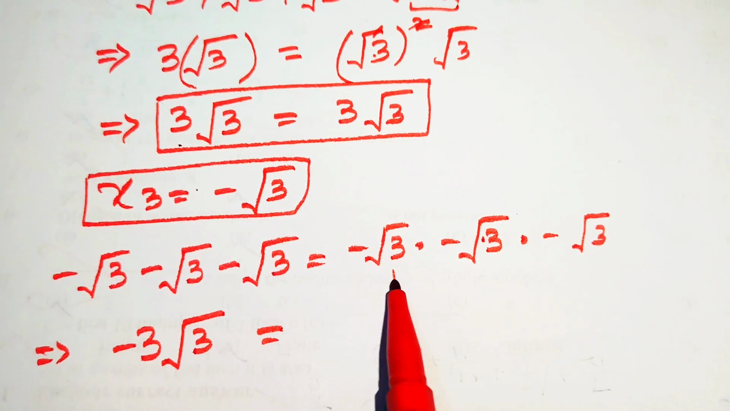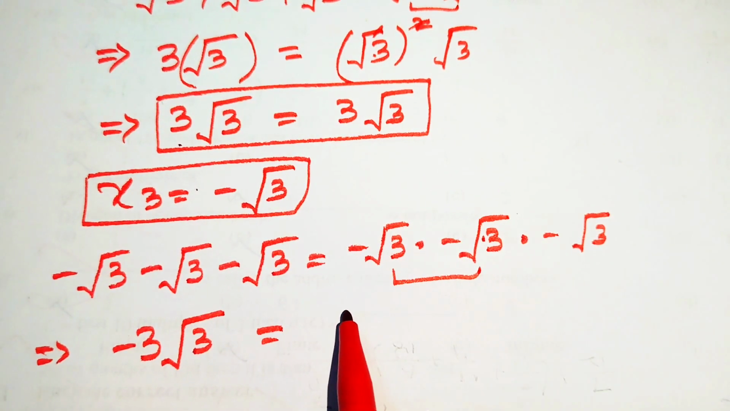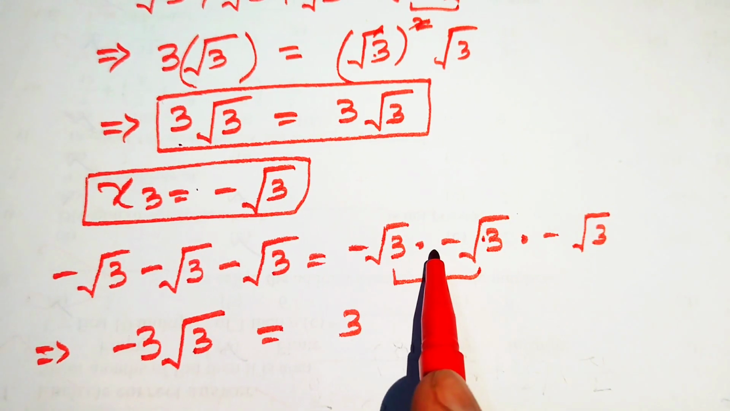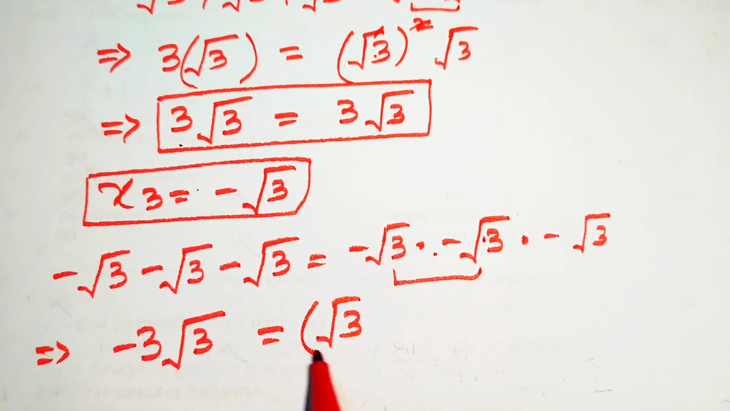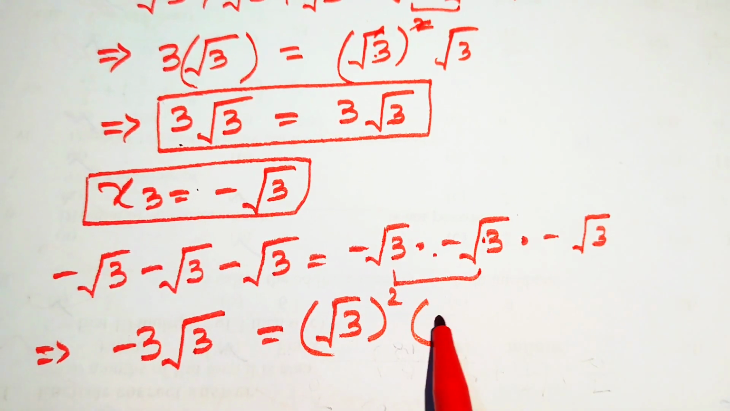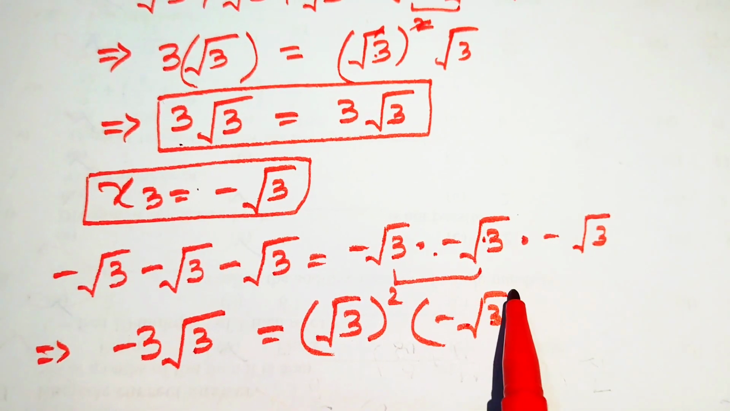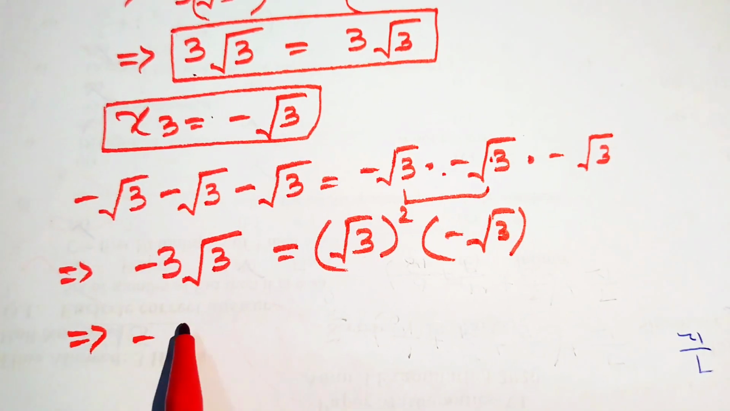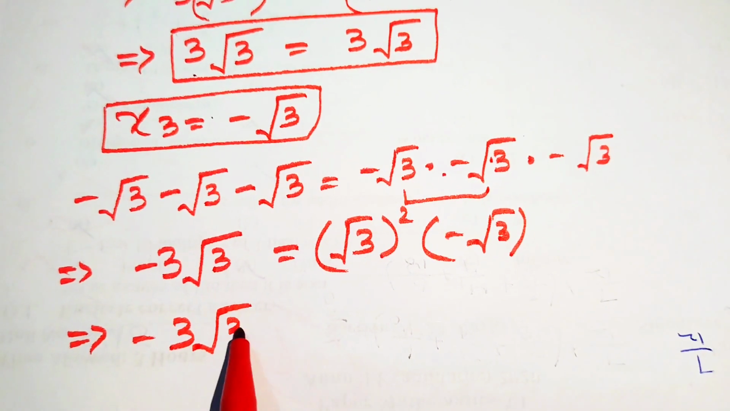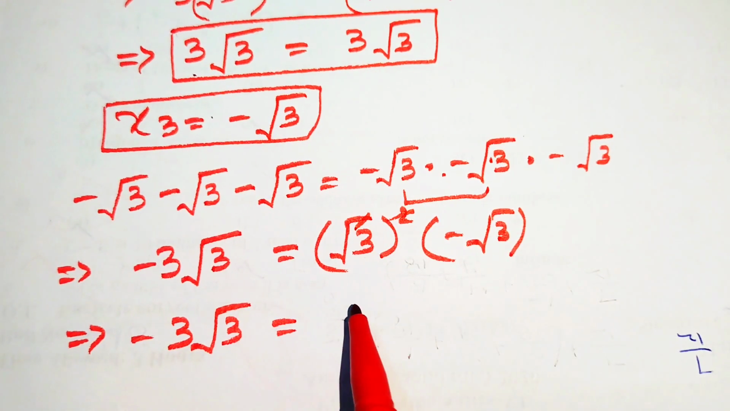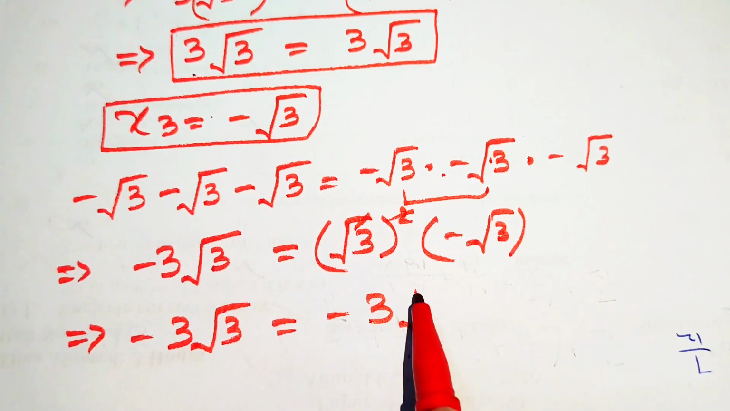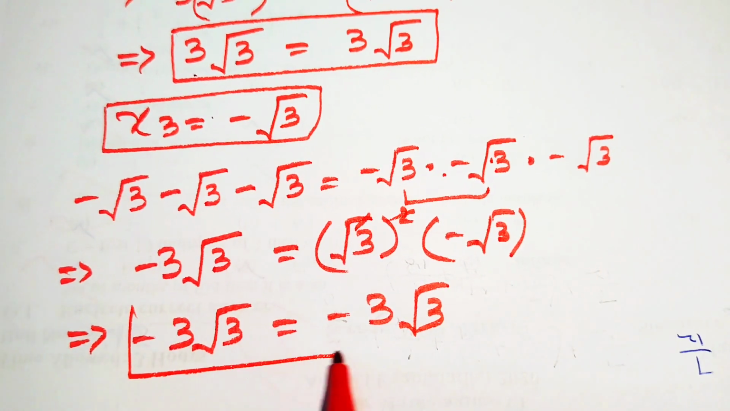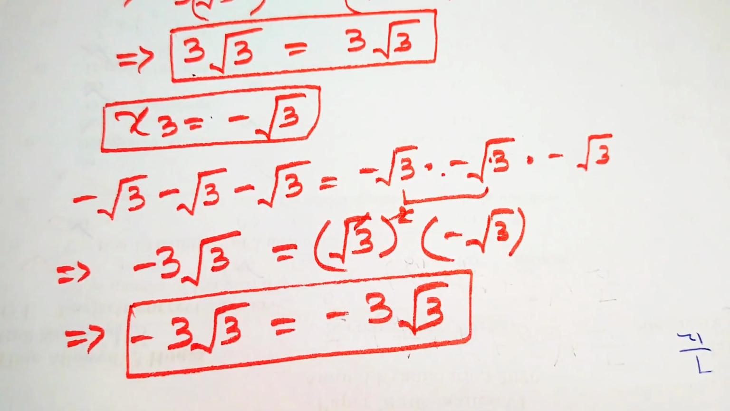And similarly when you multiply these two numbers, you get minus times minus becomes plus, and square root of 3 squared into minus square root of 3. And now you see here we have minus 3 into square root of 3 equals, these are gone, and you get minus 3 into square root of 3. So this also shows that the third root also satisfies the given equation, and this is the final answer.